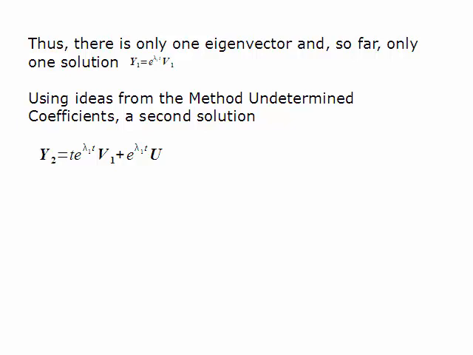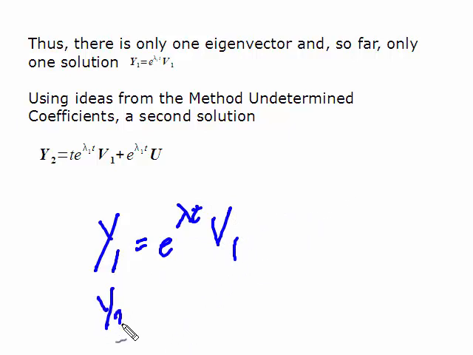Well, actually, what we really need is another linearly independent solution, because the whole goal is to find the basis for the solution space. And right now, with one eigenvector, we found one solution. Now we need to find another one that is linearly independent from y1. We can't do it through the eigenvectors, so we'll have to do it a different way.